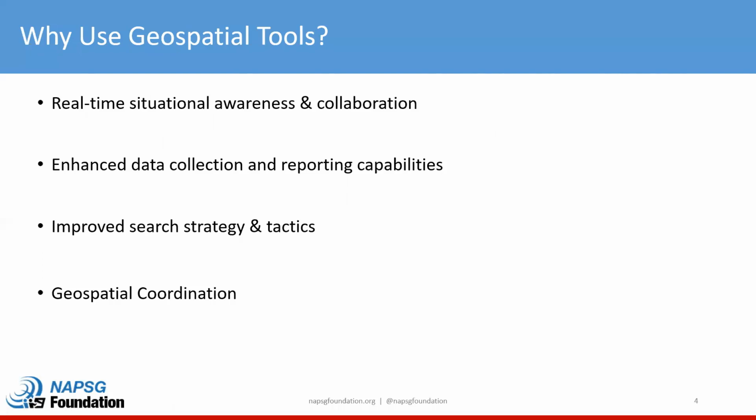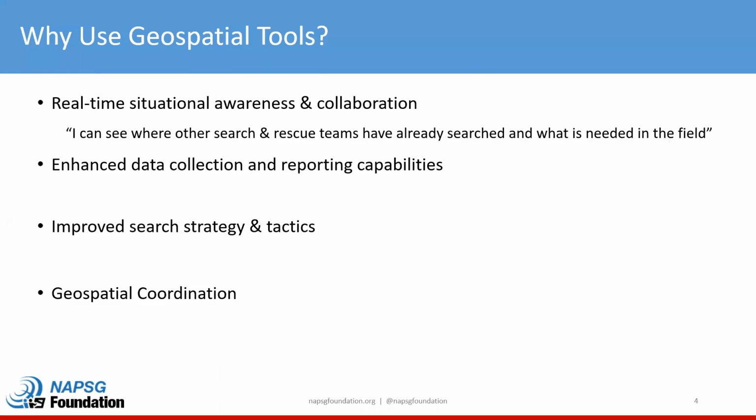So you might be asking, why use geospatial tools for search and rescue, in particular urban search and rescue during disaster? And here's a couple of key reasons that we're hearing. Number one is real-time situational awareness and collaboration. For example, I can see where other SAR teams have already searched and what's needed in the field.